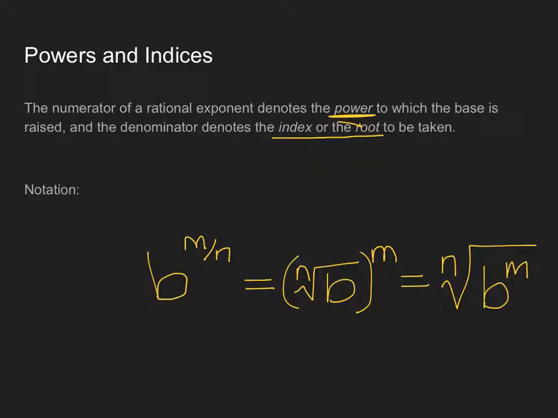Important to note here is that m is representing your power. So this is what we are raising the base to. n is your index. That's telling us what root we are taking.